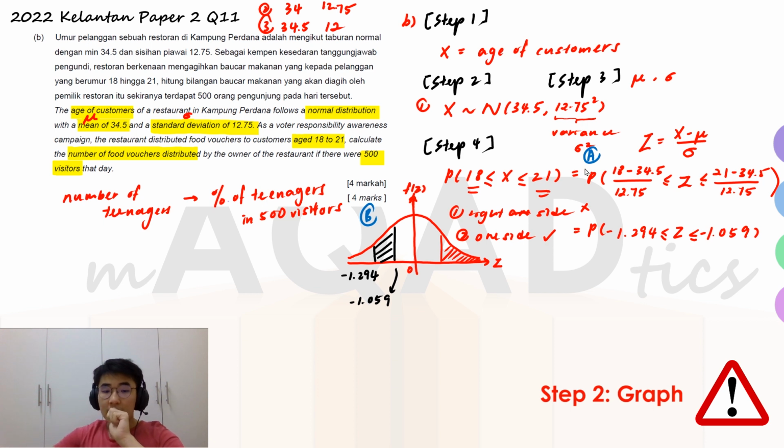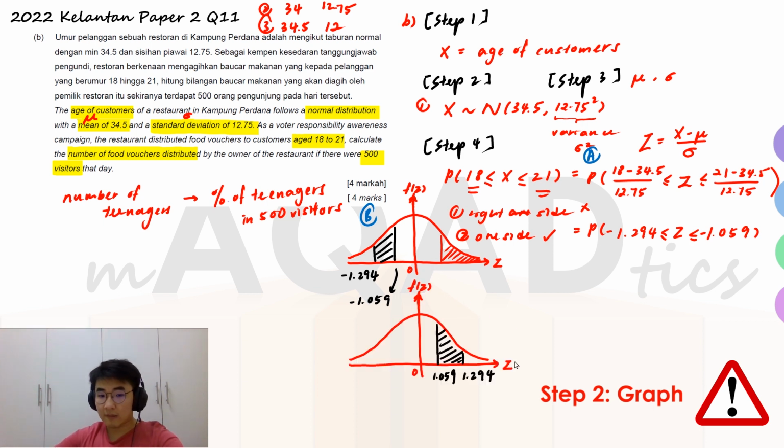So what we need to do is move this area to the other side. We can do that because it is a symmetric graph. If you move it, it will look something like this. So the values will slightly change. These two values from negative will become positive.